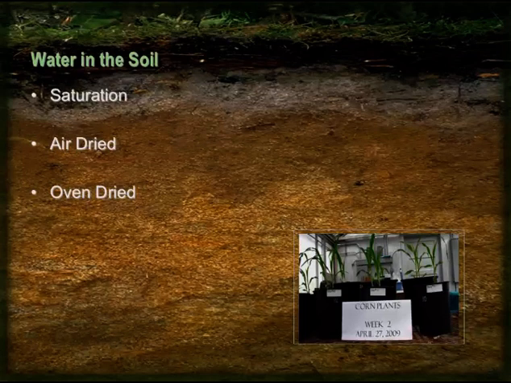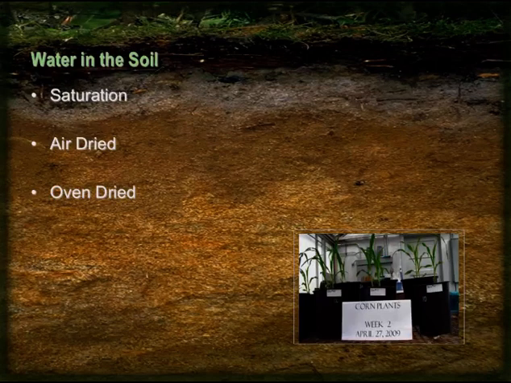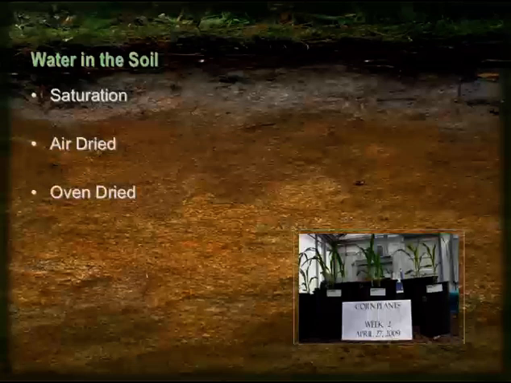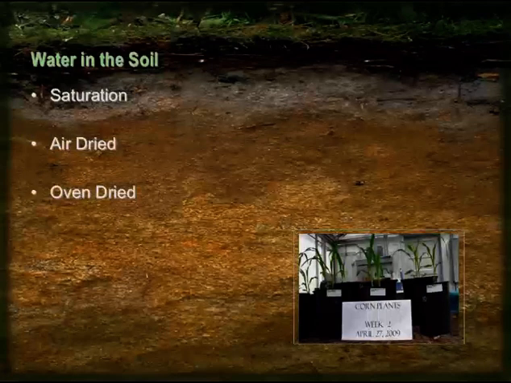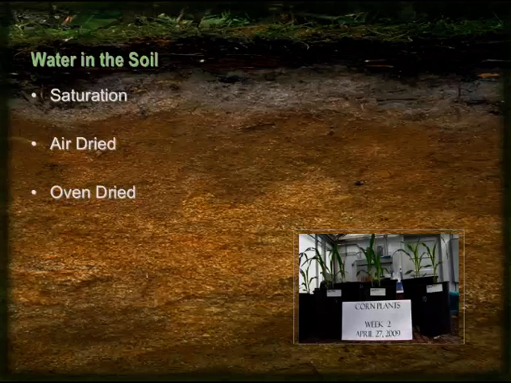Now, the difference between air dried and oven dried is that there's still a little bit of moisture. Even though a soil has been air dried, there's still a little moisture that persists around the soil particles. And so once you throw that soil into an oven, then that water, which is called, and write this down, this is an important term, hygroscopic water, is burned off of the soil.